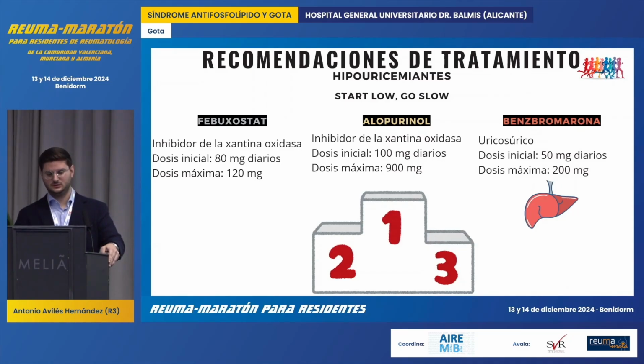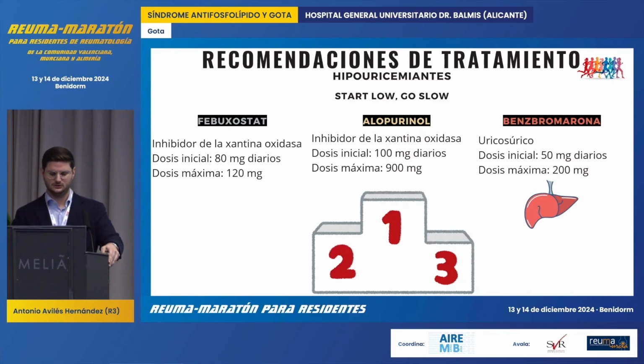If allopurinol cannot be used, the second option on the podium would be febuxostat, another xanthine oxidase inhibitor. The initial dose, according to the prescribing information, is 80 milligrams per day. However, it is usually started at 40 milligrams, half a tablet, because it lowers uric acid levels faster than allopurinol. Therefore, anything that acts quickly would go against the first part of the current therapeutic strategy used for gout.